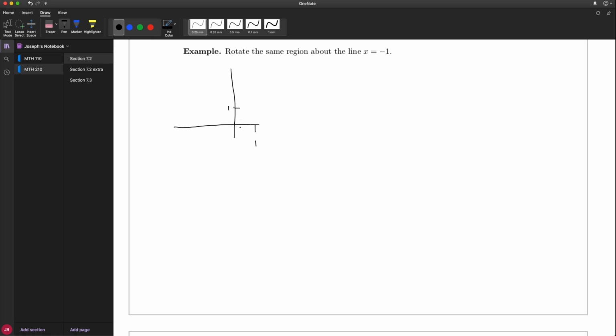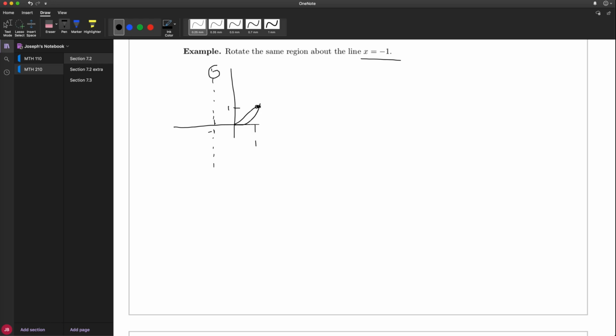Just redrawing the region, here I have y equals x squared. Here's where they meet. Now this is a vertical line, so here's x equals -1. I get this region here, and I'm going to spin about this.